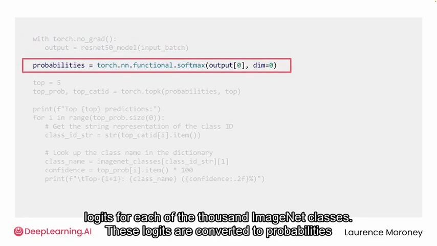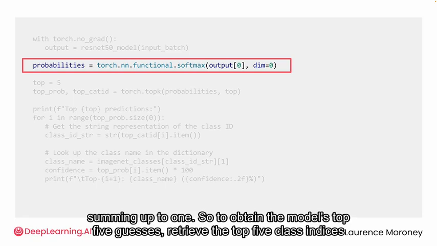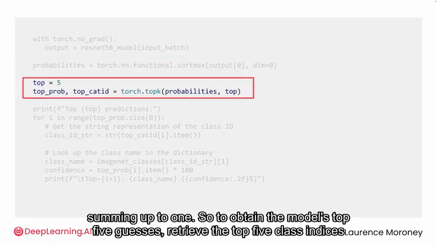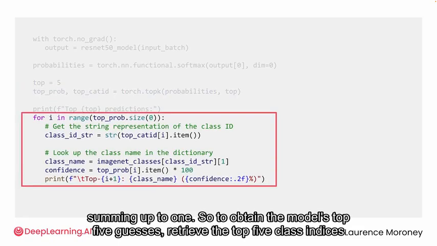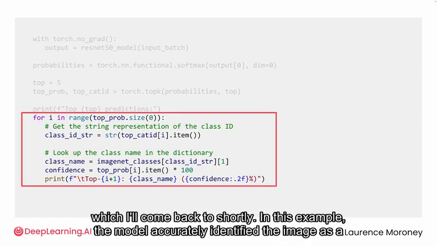These logits are converted to probabilities via the softmax function, scaling each score between 0 and 1, with all probabilities summing up to 1. So, to obtain the model's top 5 guesses, retrieve the top 5 class indices and their probabilities, and map each class index to its name using the ImageNet classes dictionary, which I'll come back to shortly.